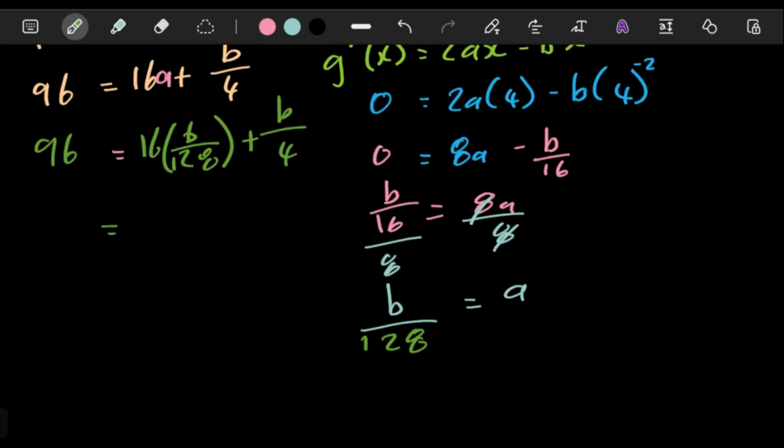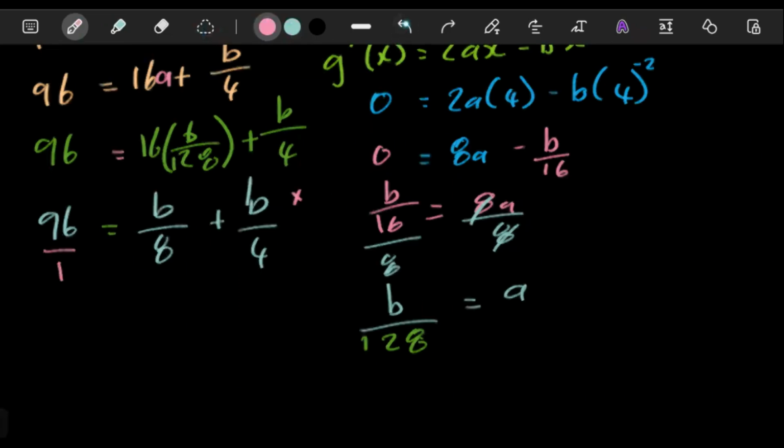So here, this is what we know a is. We can now put it in this equation: b over 128, and then we have b over 4. This is equal to 96. So this is 16 over 128. 16 divided by 128, we know that goes in 8 times. So this is b over 8, and then b over 4, equals 96. Clearly there's a 4 and an 8 and a 1, so the LCD here is just 8. So this has to be times 2 over 2.